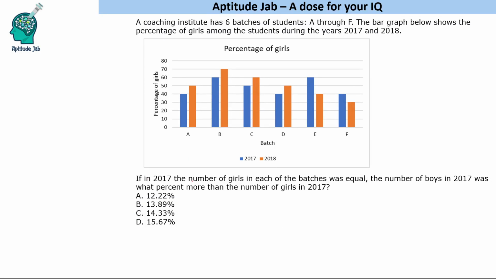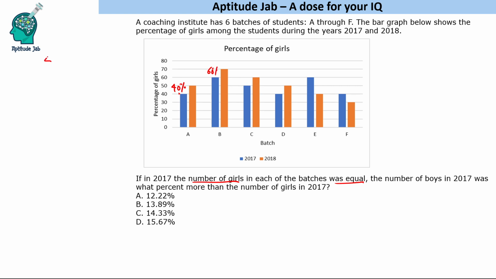If in 2017 the number of girls in each of the batches was equal, the number of boys in 2017 was what percent more than the number of girls in 2017? Now in the previous question, the total number of students was same. Here the number of girls is equal. Now here the number of girls is 40%. Okay, here the number of girls is 60%. 40, 60, 40, 60, यहाँ पे 50 है.